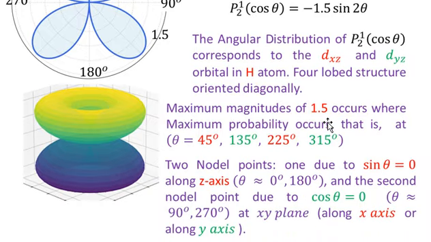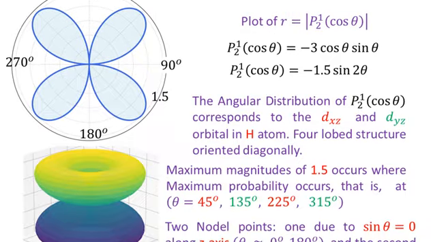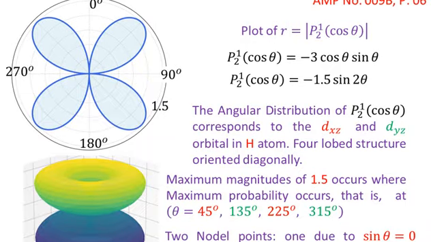So the maximum magnitude of 1.5 occurs where the maximum probability occurs. That is at theta equal to 45 degrees, 135 degrees, 225 degrees, and 315 degrees. So these are the points along which the lobes will be aligned. For example, this set of lobes is aligned at an angle of 45 degrees and at 225 degrees, because they are shown with the same color, red.